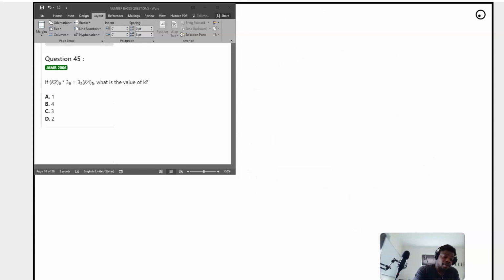Next question. If k2 in base 6 times 3 in base 6 is equal to 3 in base 5, then k4 in base 5. What is k? We are looking for k here. So let's convert this to base 10.